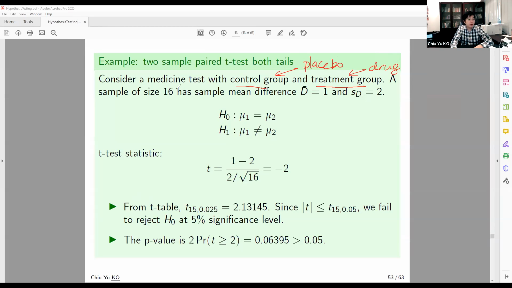And here with sample 16, the sample mean difference is 1, and the SD is 2. We're trying to see whether they are equal or not equal. If they're equal, that means the drug is not useful. If not equal, then the drug can be useful.